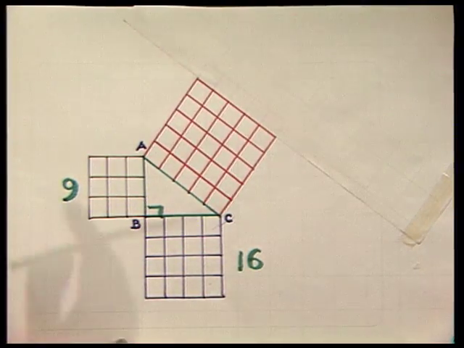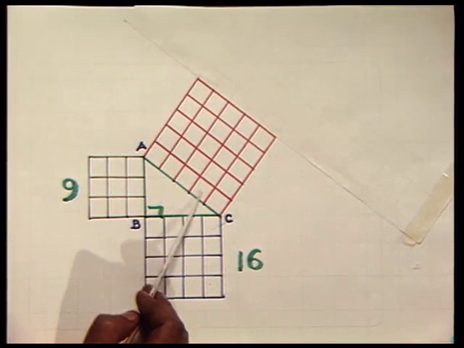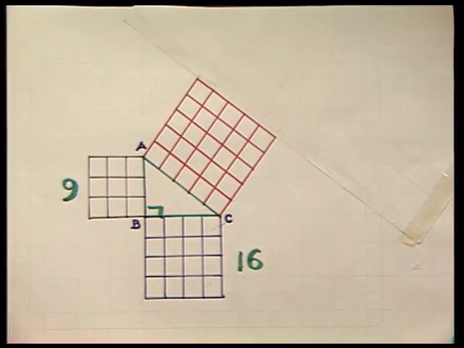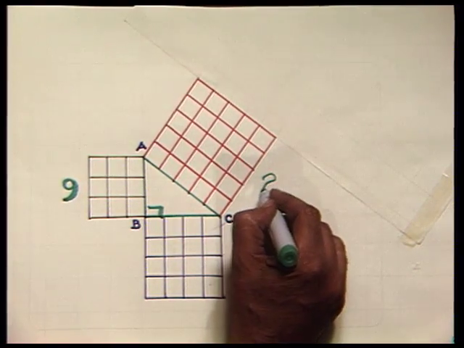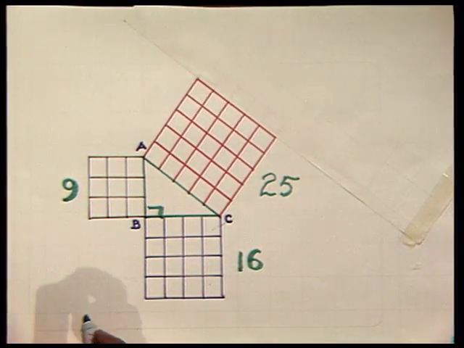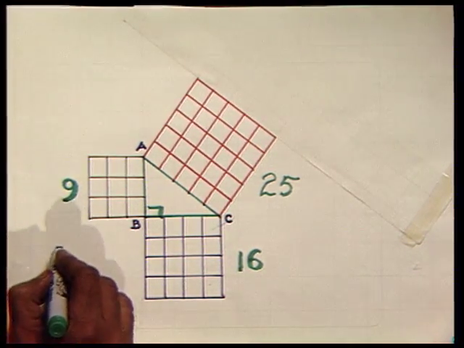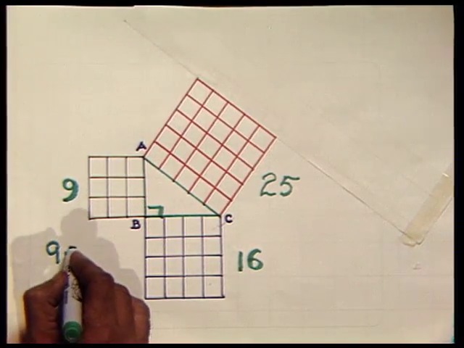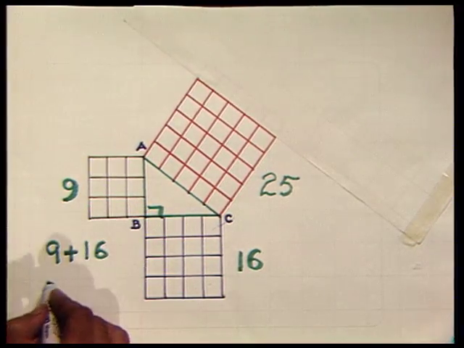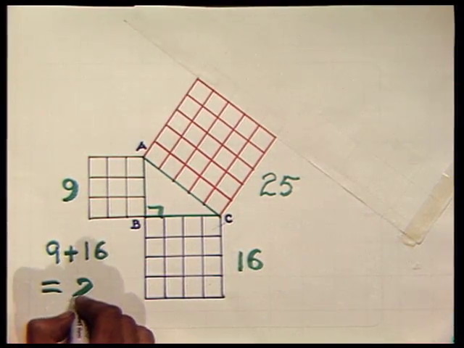On the side AC, we have constructed 1, 2, 3, 4, 5. 5 squares are here and 5 on this side. That makes the total as 25 squares. So, what do you find in this? That the number of squares constructed on the side AB, that is they are 9 in number, plus the number of squares constructed on the side BC, which are 16, that is equal to the number of squares constructed on the side AC, which is 25.